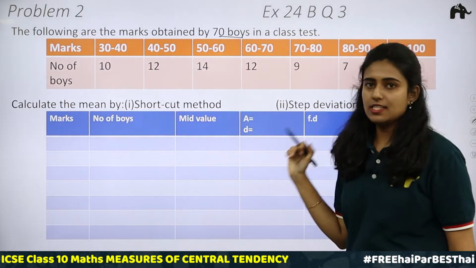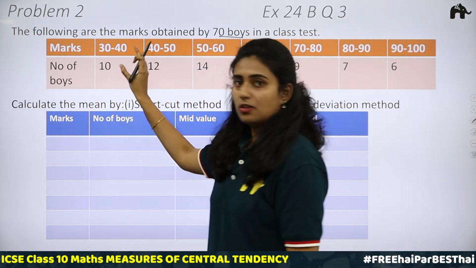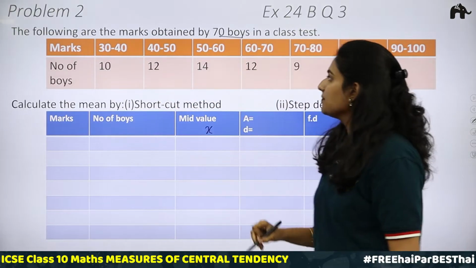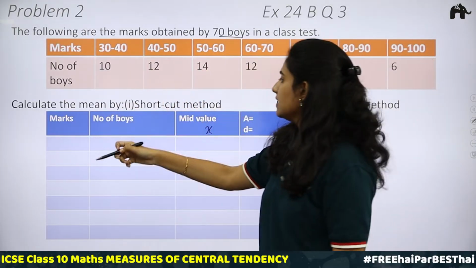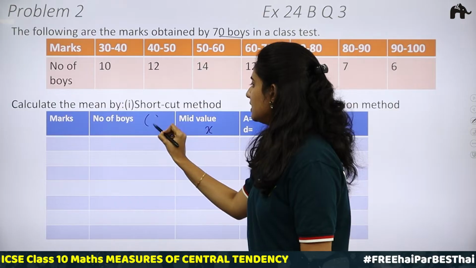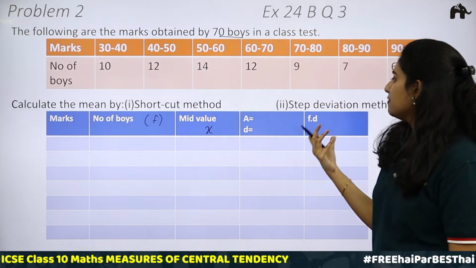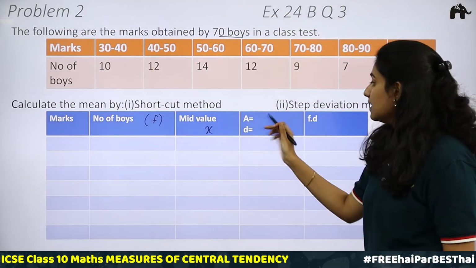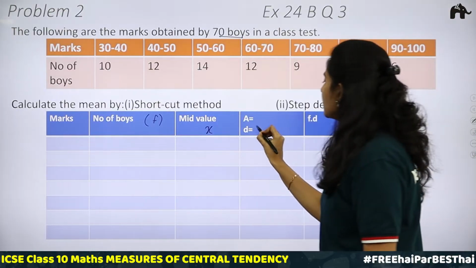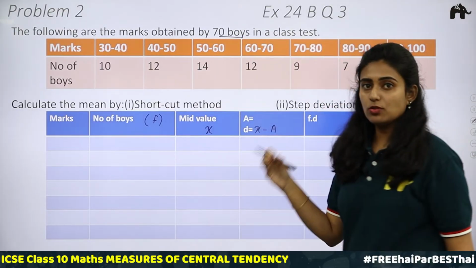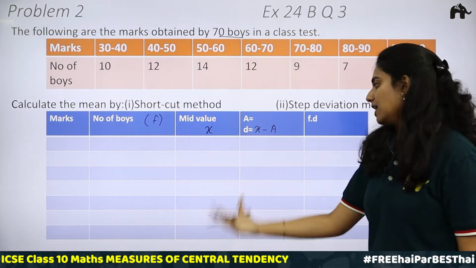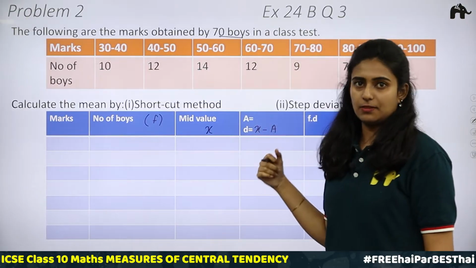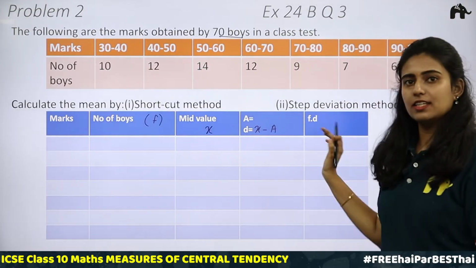So construct the table. In this table, we require the marks, that is the interval given, from which we will find the mid value x. Then we need the frequency, which is the number of boys, F. After that we will find the assumed mean, from which we can find the difference D, equal to X minus A. We subtract the assumed mean from the mid values we obtained. After that, we multiply the frequency F and the difference D. This will help us calculate the mean later.